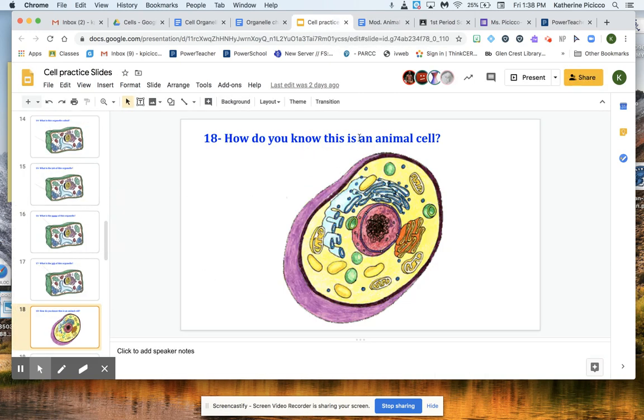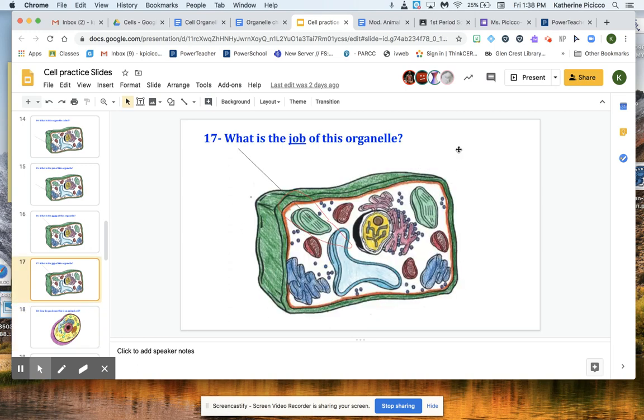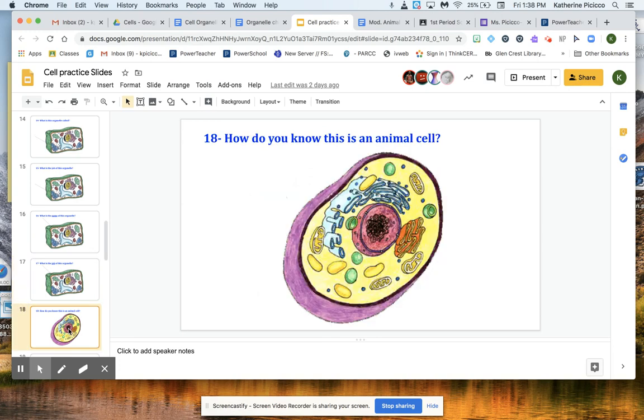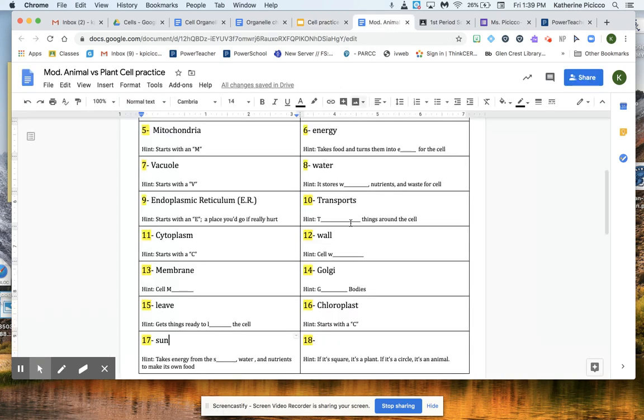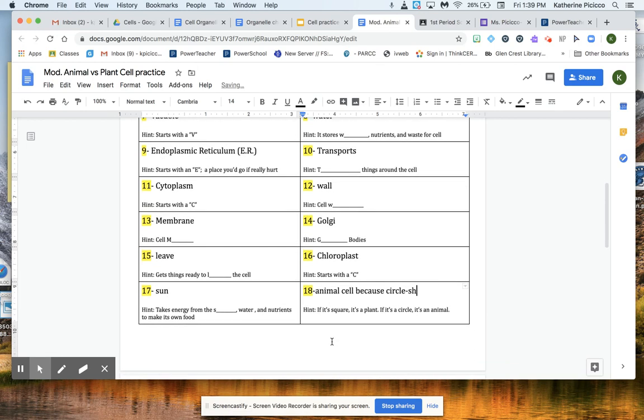We're getting there, guys. How do you know this is an animal cell? Okay, so we spent a lot of time talking about how this is a square, right? It's a plant cell. But anytime you see something that's not a square, that's kind of circular, is an animal cell. This is the kind of cells that we have. And if you think about it, animals have to move, right? So it makes sense that they're kind of squishy, right? And circular. So this is an animal cell because it is circular. So that's what I'm going to write. I'm going to say animal cell because circle shaped. Oops, spelled that wrong.